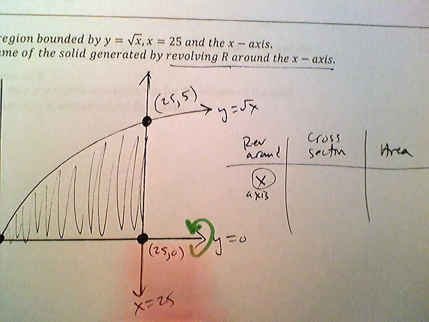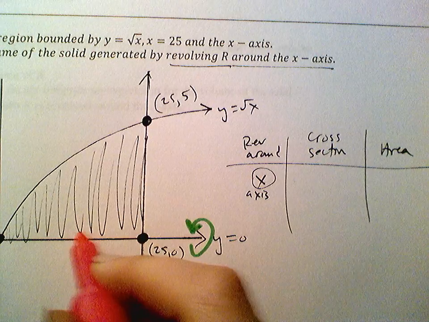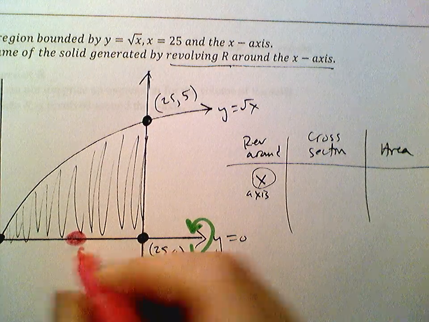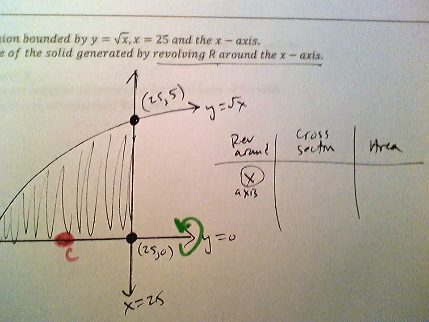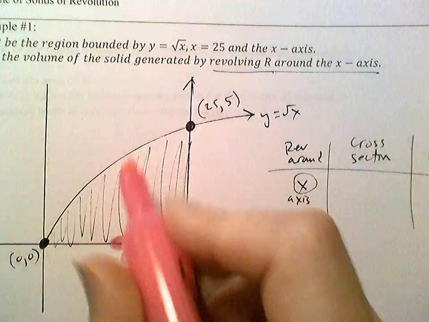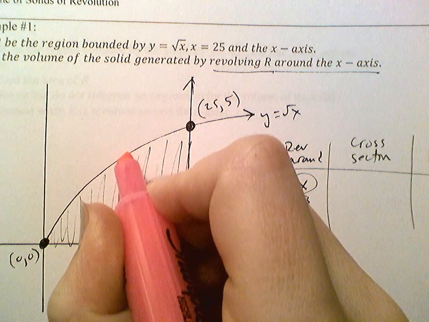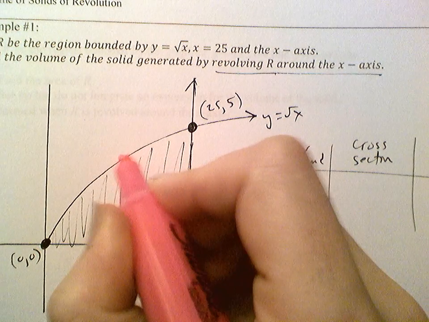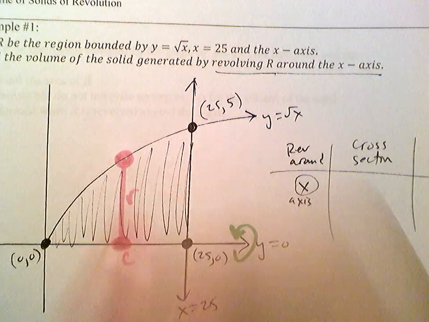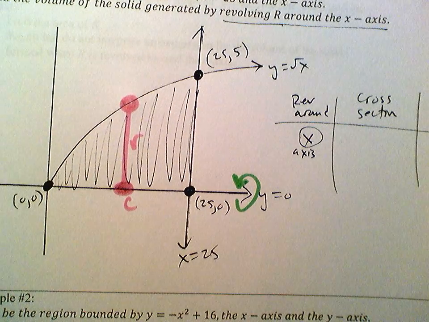Since we're revolving around the x-axis, I'm going to take one cross section. First I'm going to put a dot on what I'm revolving around, and I'm going to put a C on that dot because that's going to be the center of my cross section. Then I'm going to draw a line from the center of my cross section all the way till I hit the end of the region. I'm going to put a little R on that because that's going to be the radius of my cross section.